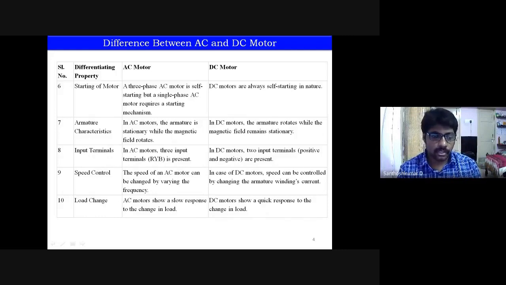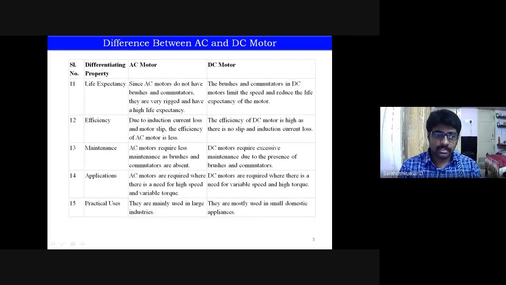Okay, next is speed control. Speed control of any AC motor is somewhat difficult, and that is the challenge in AC motors. But in DC motors, speed can be controlled easily by just changing the armature winding current. Next, load changes. If there is a sudden change in the load, AC motors provide a moderate or slow response. But DC motors produce dramatic changes. If the load suddenly changes, the DC motor's performance will change. That is a major difference between these machines.